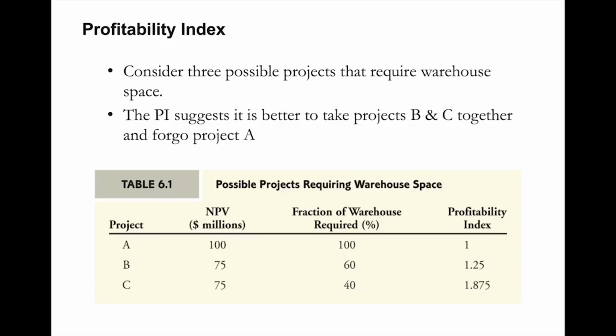So luckily, in this example, project B consumes 60%, project C consumes 40%. Together, they would take up the entire warehouse, and taking their NPVs together, they would provide us with $150 million in NPV. So we can see that the manager here should choose project B and C because project B and C are going to be more efficient in using the warehouse space. And when I mean more efficient, I mean they're going to make the company more money.